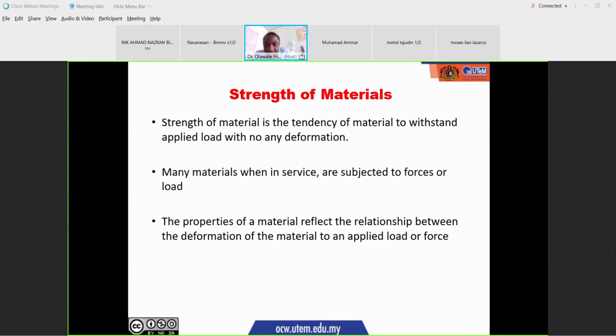So when you talk about strength, like we all agreed at the beginning, the difference in those materials is the strength of the material. So what is the strength of material? The strength of your material is the tendency of your material to withstand applied load without any deformation. Like I illustrated earlier, if you look at this, a load and a load on this. So from your judgment, which one has more strength?